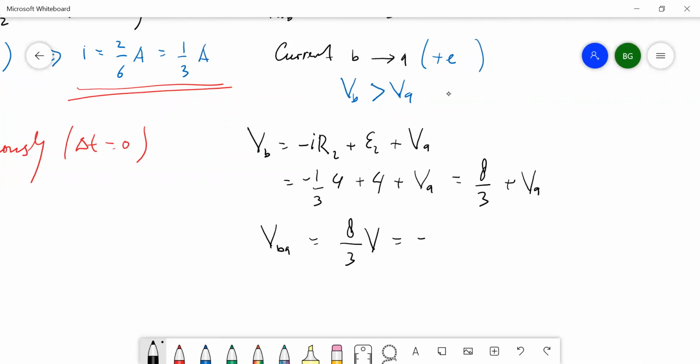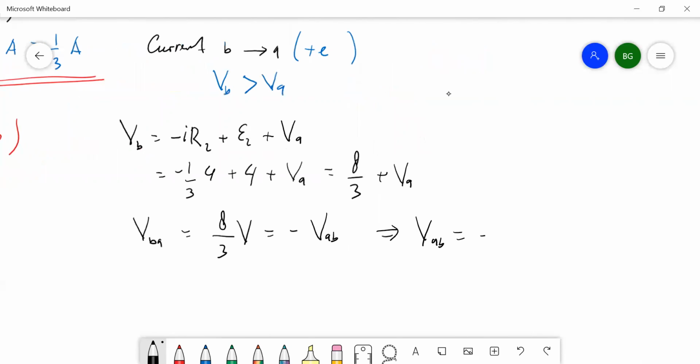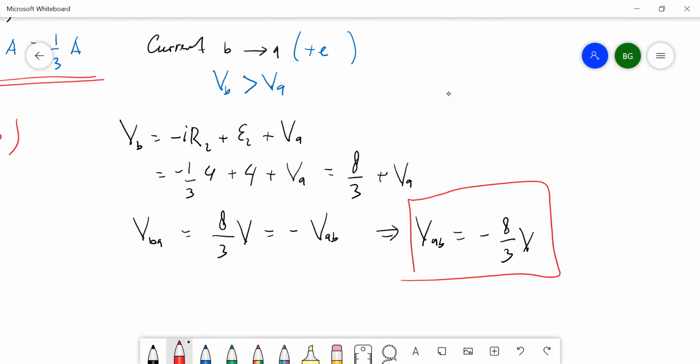So phi BA equals 8/3 volt. Okay, so this is minus phi AB. So phi AB equals minus 8/3 volt. Okay. Sorry, sir. Okay.